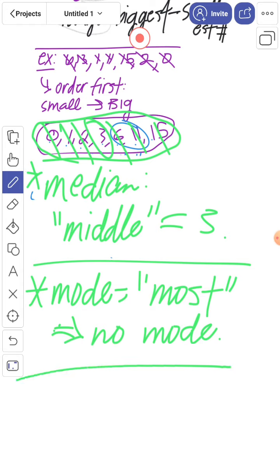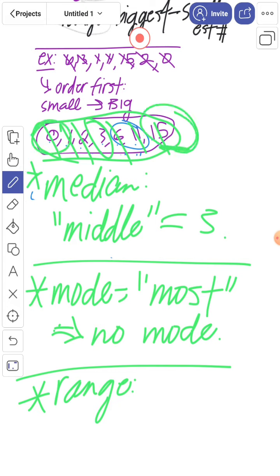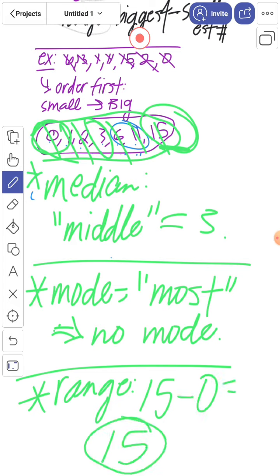Okay? Last part of the example is the range. Range, if you remember, is from biggest to smallest. And so the biggest number is 15. Smallest number is 0. And so your range is 15. Not too bad, right?